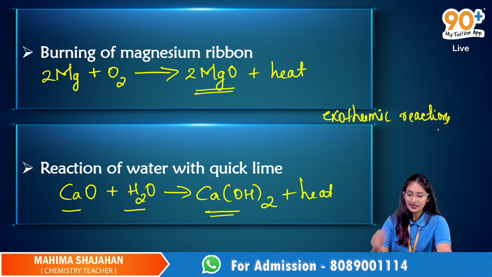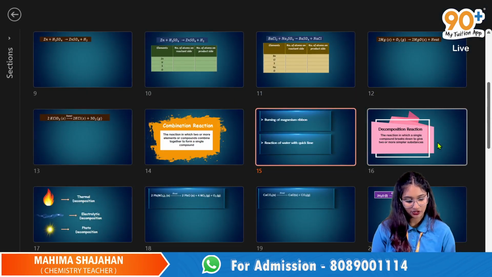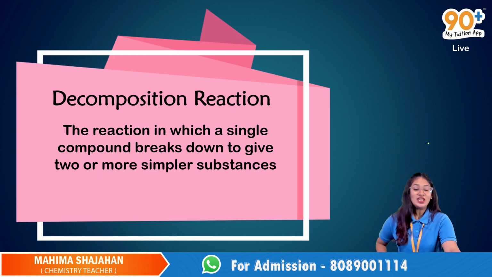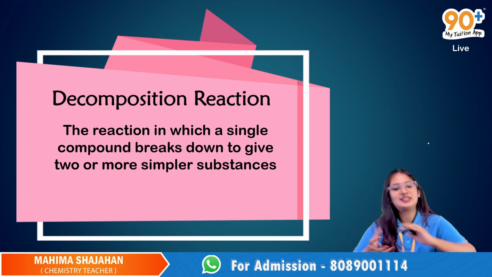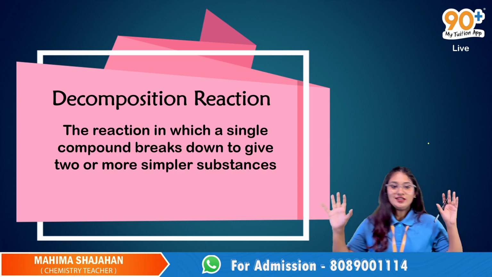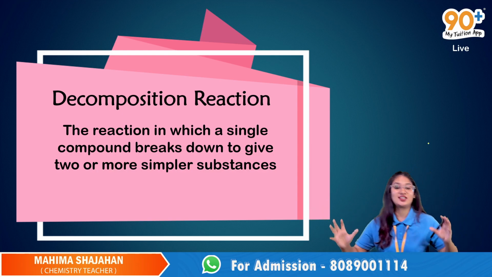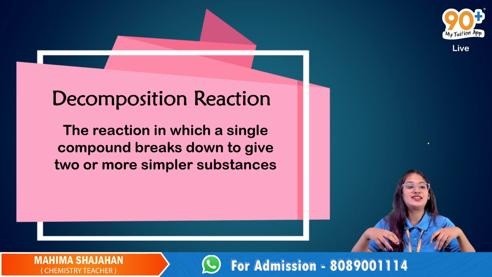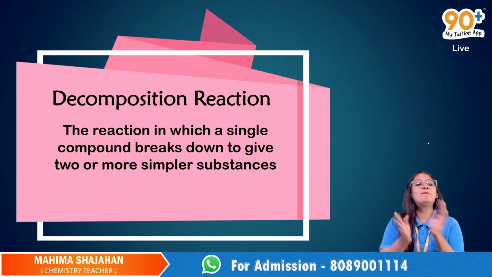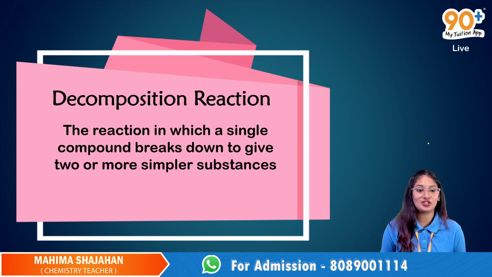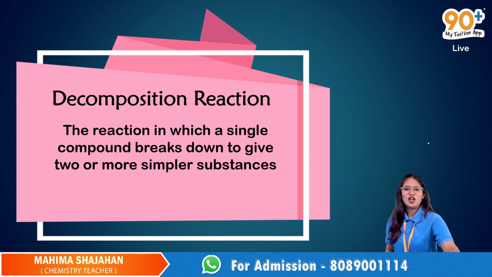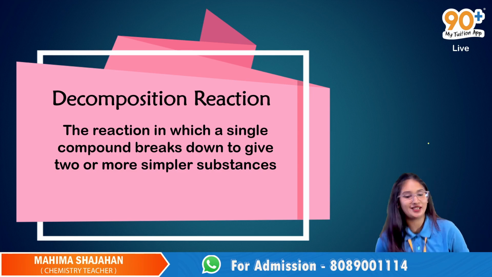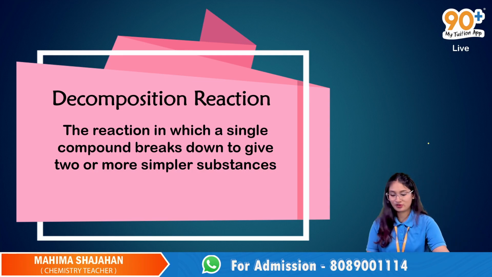Moving on to the next type of reaction, that's the decomposition reaction. Here it is just the opposite of a combination reaction. There, two substances combine to form a single product. Here, a single product splits and we get simpler products. Opposite of what? Opposite of combination reaction. Read the definition: the reaction in which a single compound breaks down to give two or more simpler substances is called a decomposition reaction.